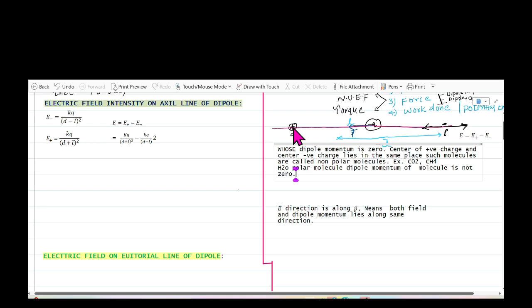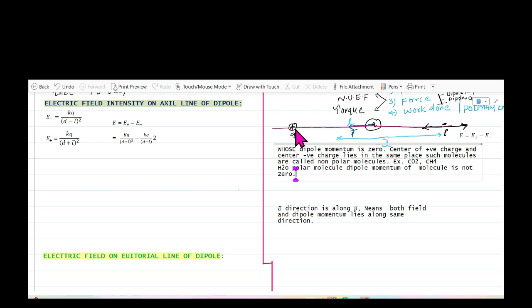Here the dipole means a system of two charges, positive and negative, with equal magnitude of charge but opposite nature. Proton and electron combined are called one dipole. So atoms are examples of dipoles, and molecules, non-polar molecules and polar molecules. Non-polar molecules have zero dipole moment because their positive center and negative charge center lie in the same place. So this is about dipole moment.